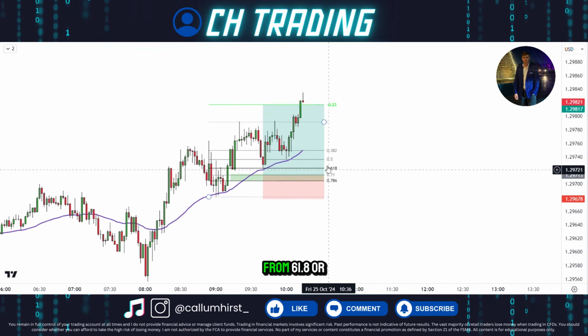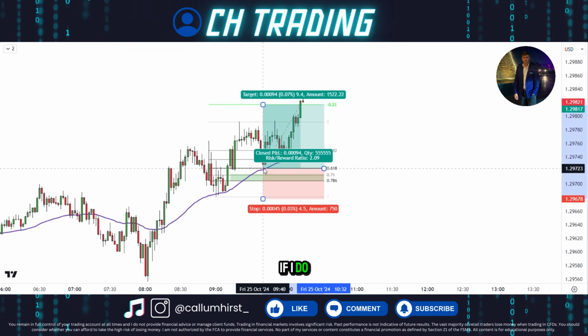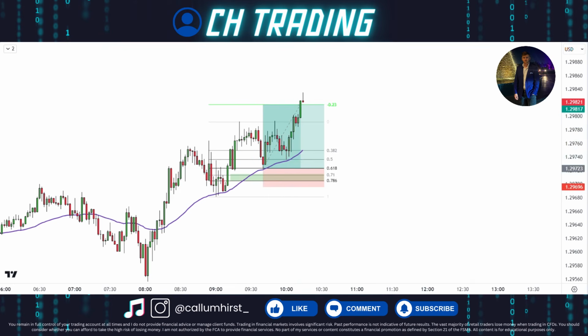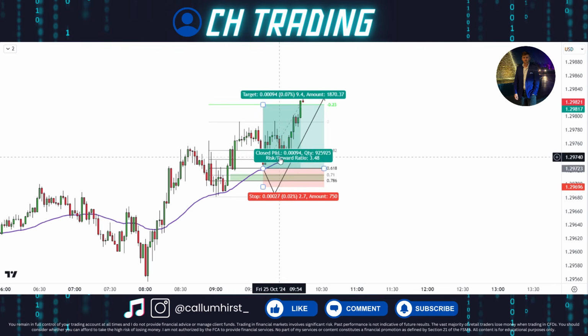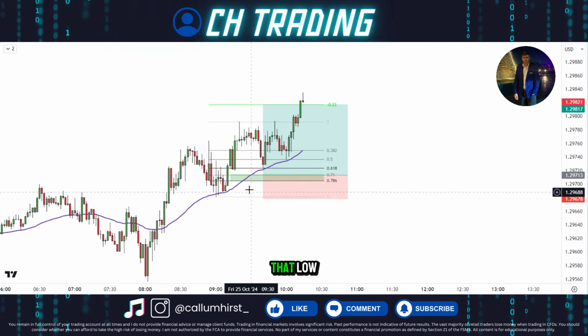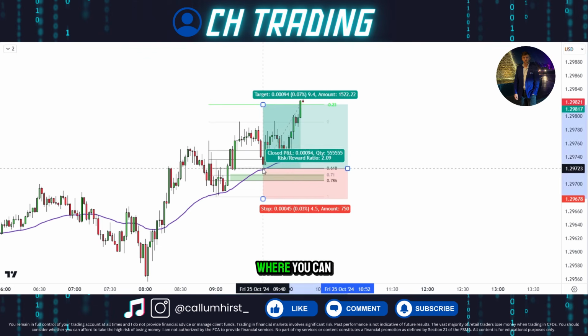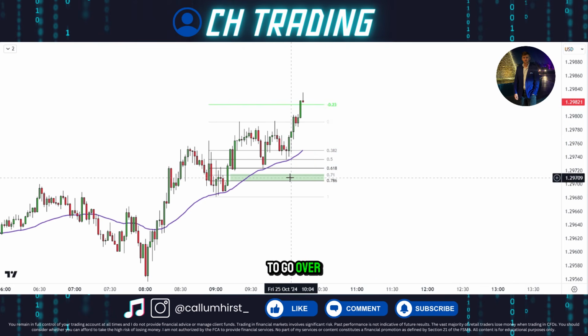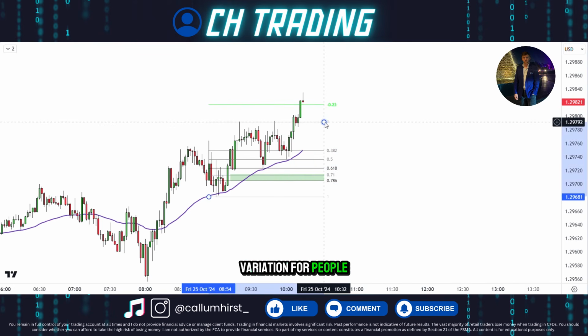So that's why I don't trade from the 61.8 or the 50. If I do, you would probably have to bring your stop loss a little bit closer, which isn't really in line with my strategy. I'll do this in other strategies, but in this strategy, for example, the trade could come all the way down here and go higher, and it's still continuing the trend. So for this strategy, which I call trend continuation, you kind of have to cover that low in order for it to be valid. There are variations where you can take some tighter trades with tighter stops, but for now, I just like to go over the most simple variation for people to understand.